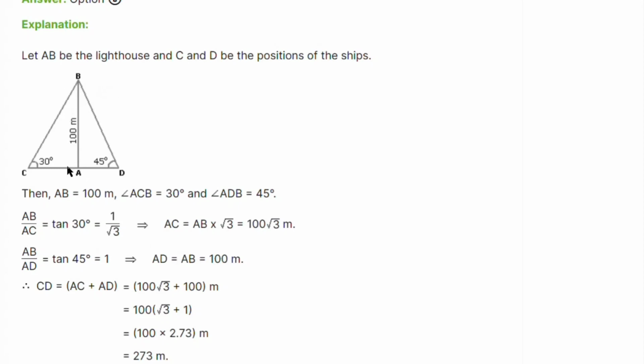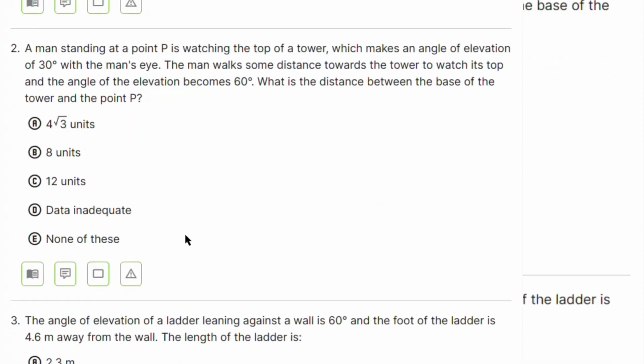Okay, so we have to add CA and AD to get the CD distance. So 100 root 3 plus 100, we take 100 common, 100 times root 3 plus 1. Root 3 is 1.73, plus 1 is 2.73, so we will get 273 meters. Okay, I hope you understand this question, and we will see the second question.